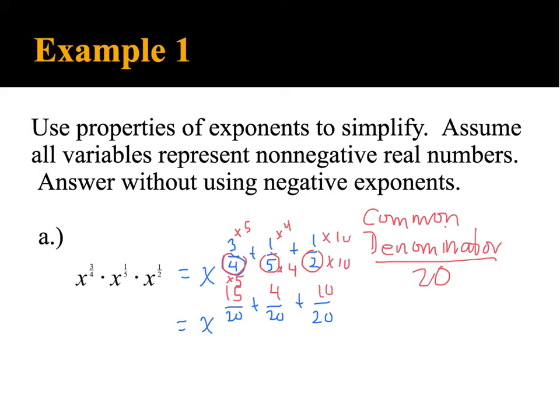And we know that with fractions, once we have the common denominator, we can go ahead and add the numerators. 15 plus 4 is 19. 19 plus 10 is 29. 29 over 20. And we're going to leave our answer in this form. So this is the answer for this problem. Later on, we're going to translate this. Having the exponents as fractions actually means something. And so later on, we will rewrite this in a different way.